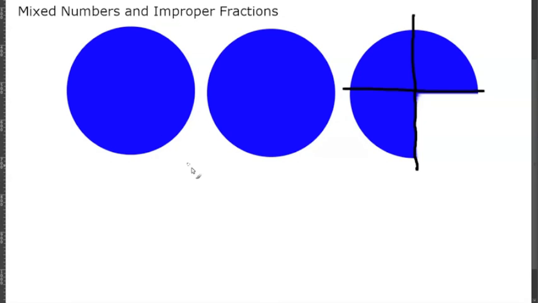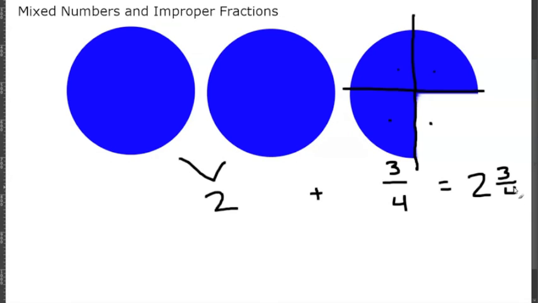Looking at this picture, we already see that we have 2 whole circles, and if you broke this up into equal pieces, there would be 4 equal pieces, and we have 3 out of those 4 equal pieces. So written as a mixed number, this would be 2 3/4.